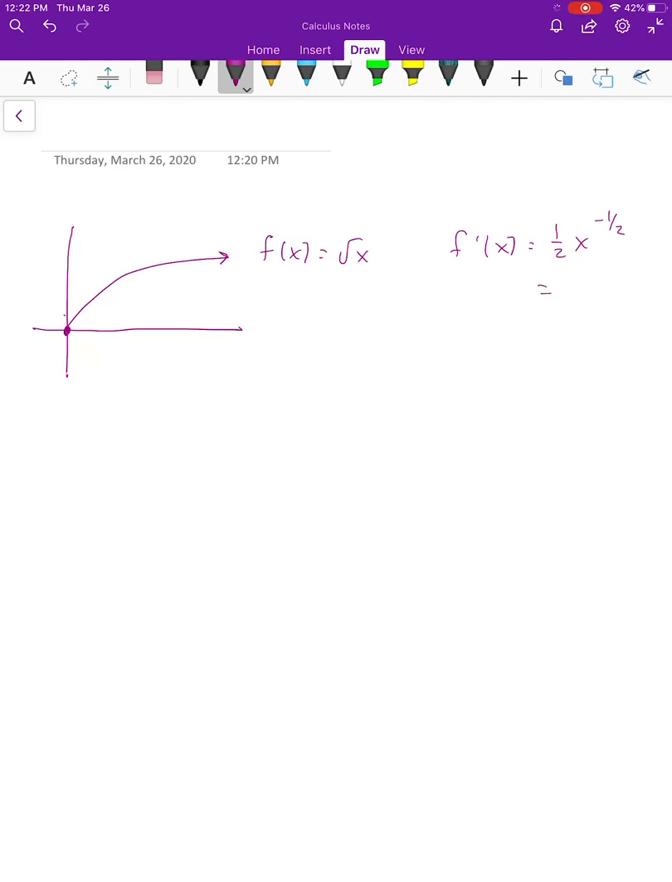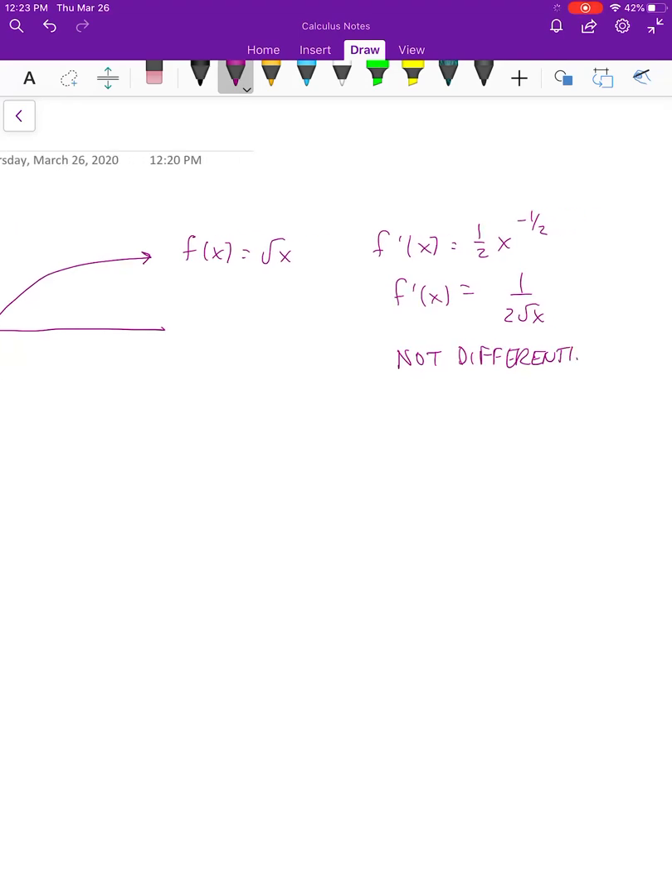If I take the derivative of the square root of x, it's 1/2 x to the negative 1/2, which is 1 over 2 times the square root of x. And I can see that it is not differentiable at 0, at x equals 0.